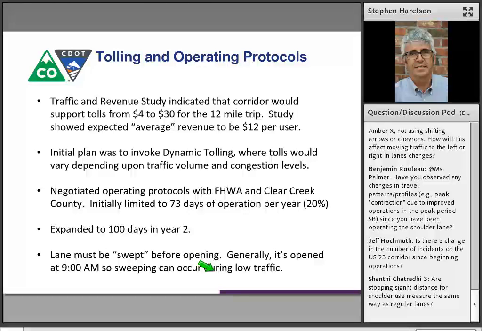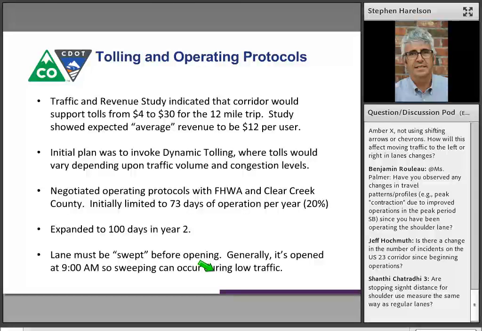We also negotiated operating protocols with Federal Highways and Clear Creek County. Federal Highways, from a safety perspective, wanted us to limit it to 73 days per year, which is 20%, and it's pretty much every busy weekend. Clear Creek County wanted us to similarly limit it to the 20% for noise purposes and just traffic impact. So that was what we did the first year.